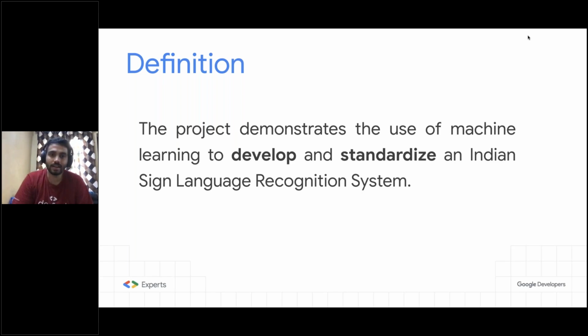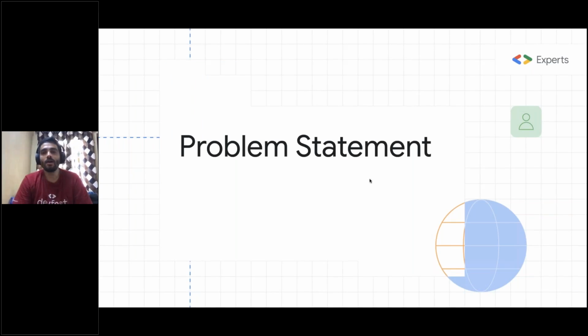You want to make sure that the sign language system that you have developed uses machine learning so that it can be used by a variety of people. Standardization is also very important, and we'll discuss this in a bit more detail later on as we go forward. So just keep those two terms in mind, and we'll keep coming back to this for the next 15-20 minutes. So let's move forward.